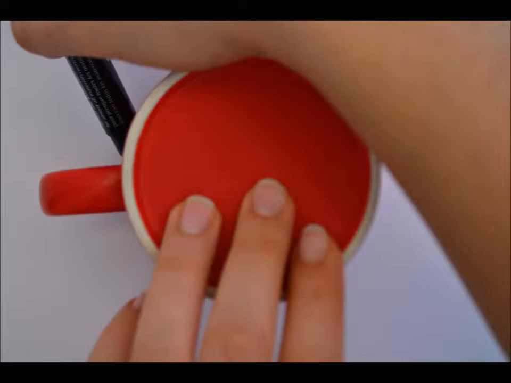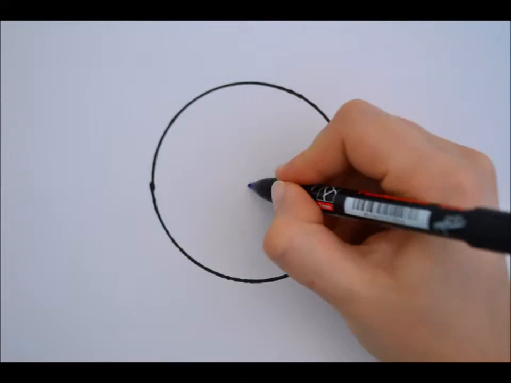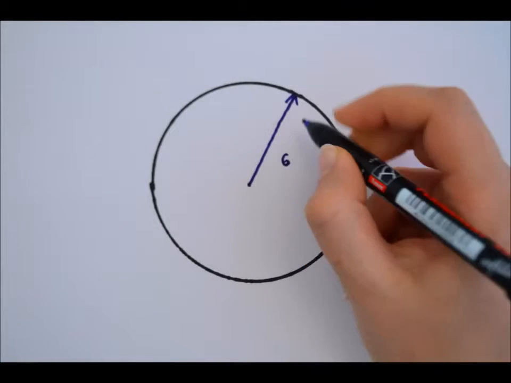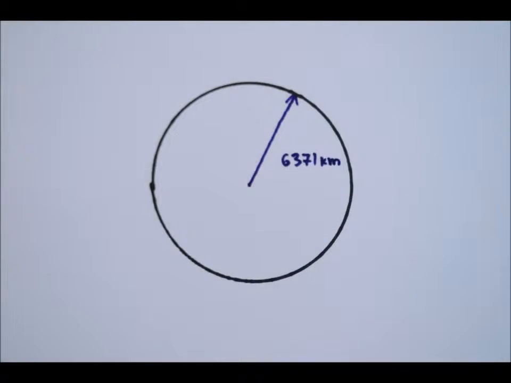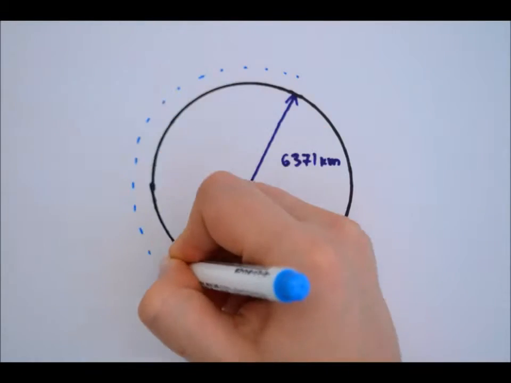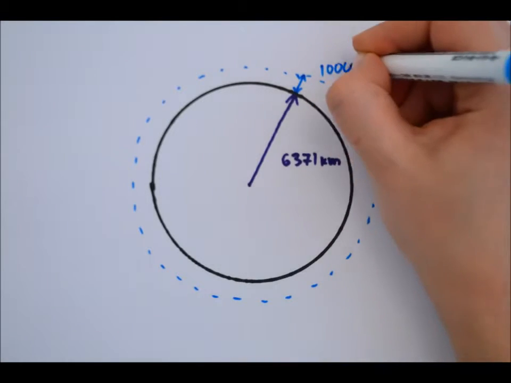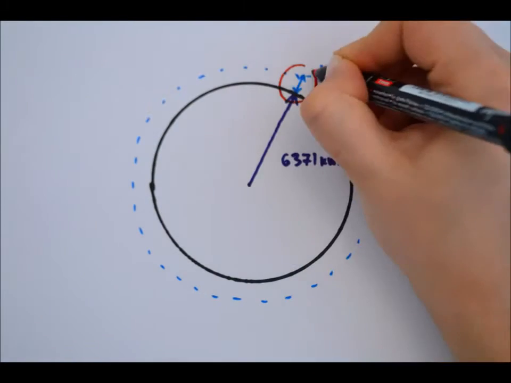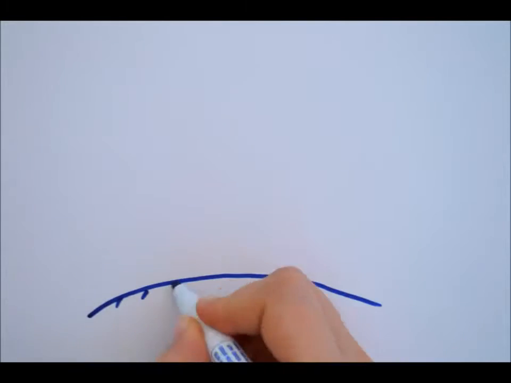Let's take a minute to have a look at the Earth's atmosphere. Imagine this is our planet, the Earth. As you may know, the Earth's radius is about 6,400 kilometers. The Earth's atmosphere is a thin shell of air which goes up to 1,000 kilometers. Let's now have a close look at its vertical structure.